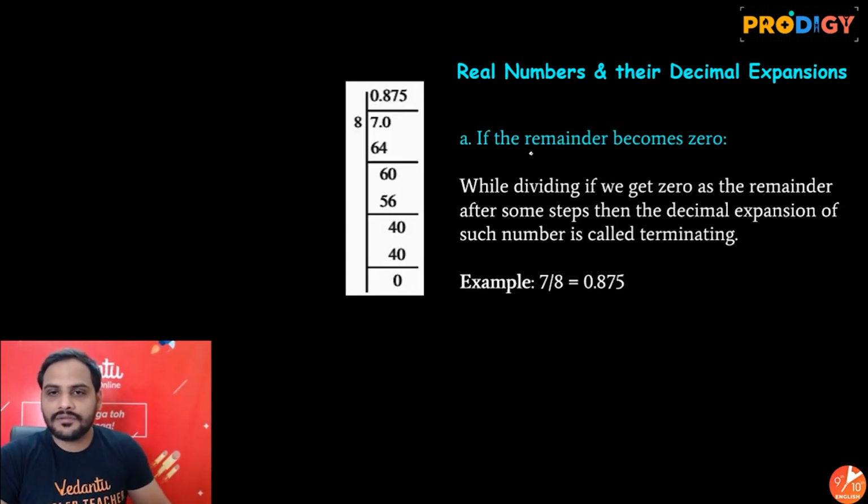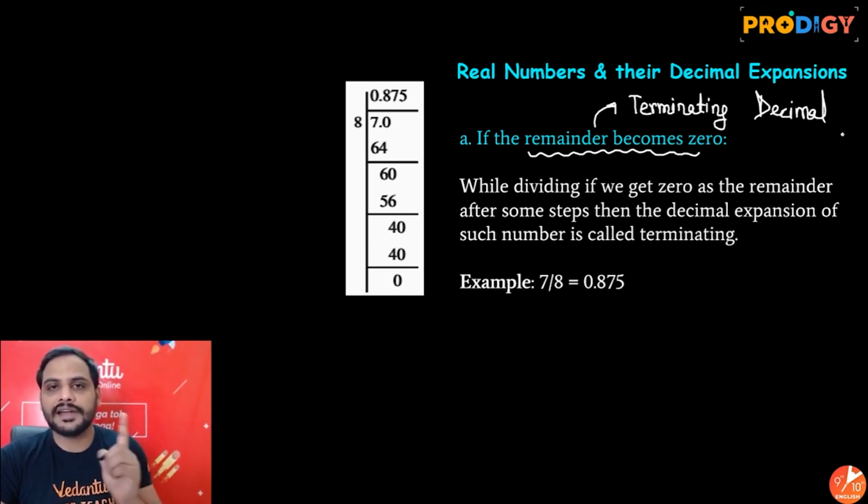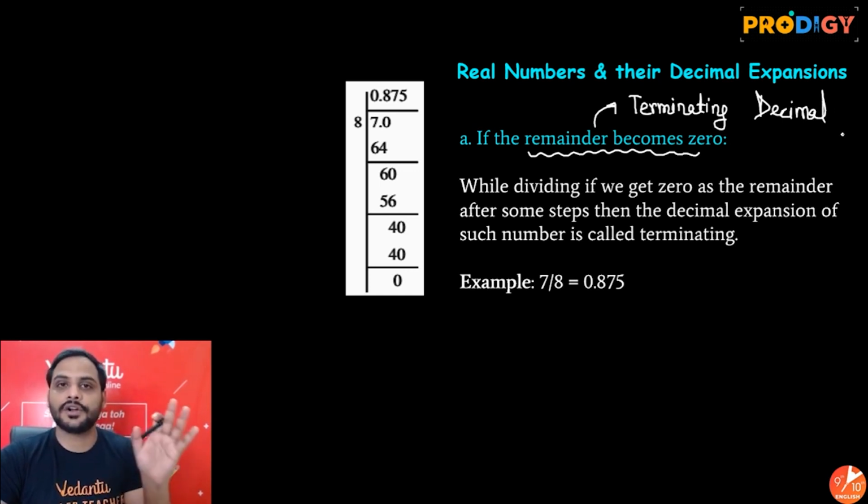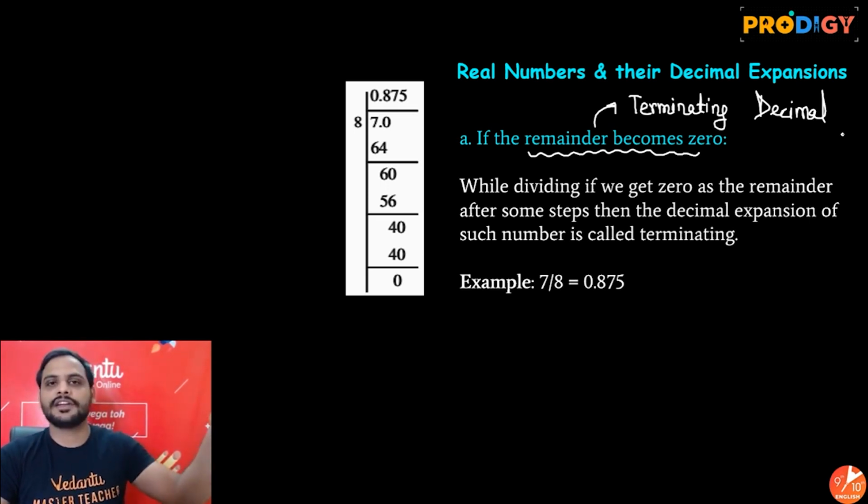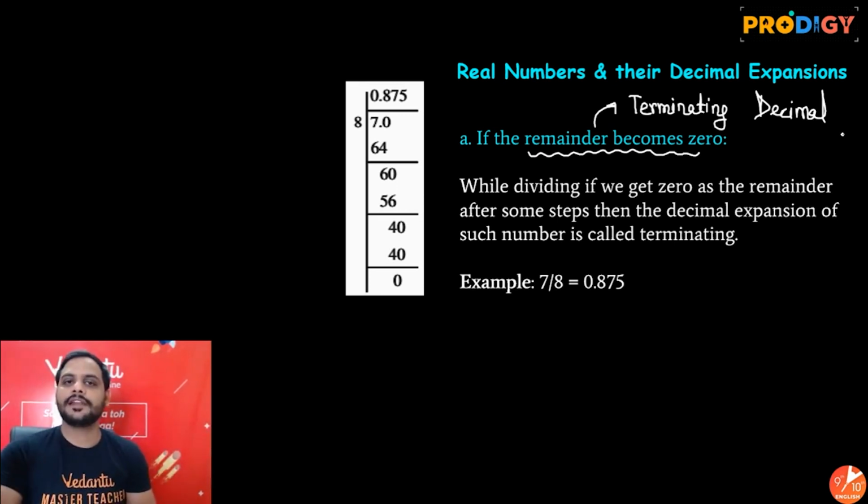The first type, when the remainder becomes 0, is called terminating decimal. Terminating decimal numbers are also part of rational numbers. The fractional form of a rational number is P by Q, where P and Q are integers, Q not equal to 0. And an irrational number cannot be represented in P by Q form, where P and Q are integers, Q not equal to 0. That is the fractional form of rational and irrational numbers.